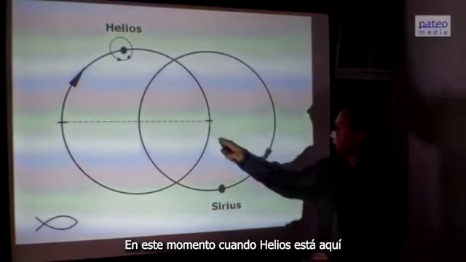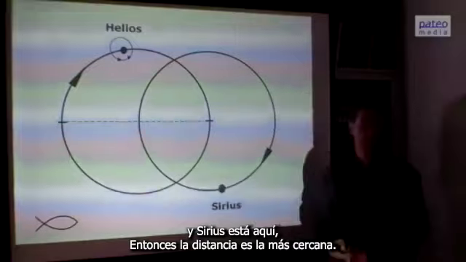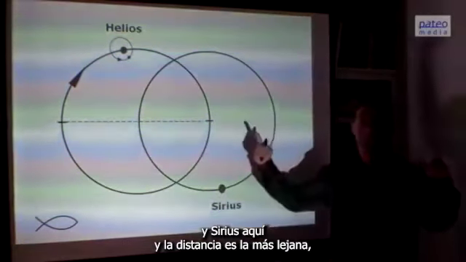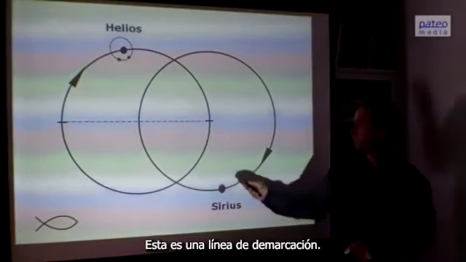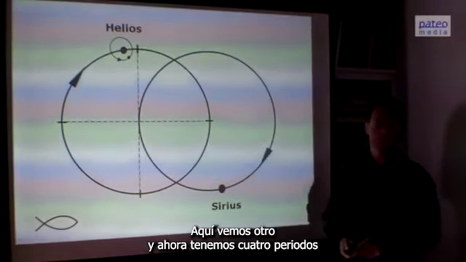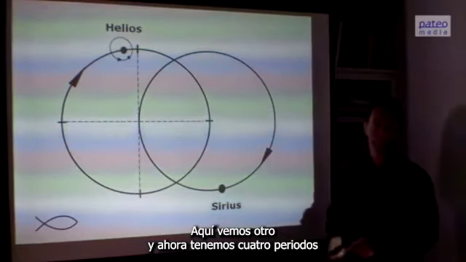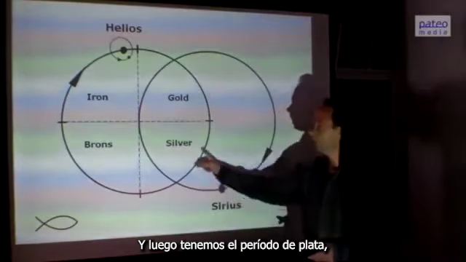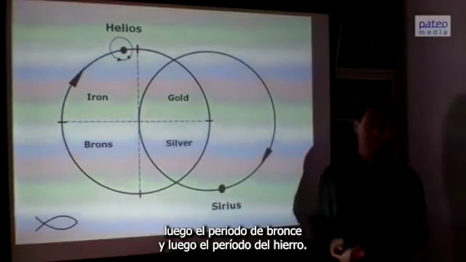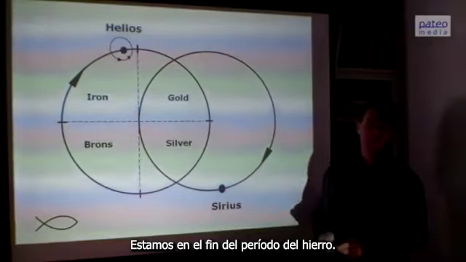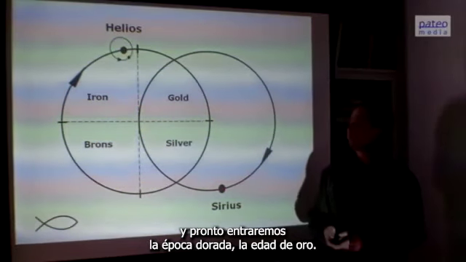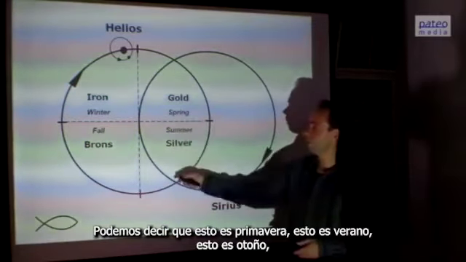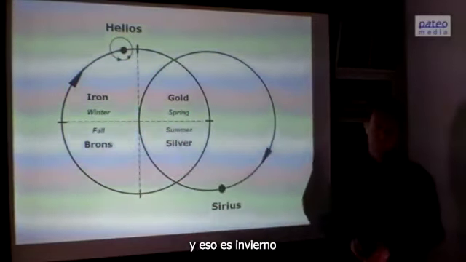At this moment, when Helios is here and Sirius is here, then the distance is closest. At the other time, when Helios is here, then Sirius is here, and the distance is furthest away. This is a demarcation line. Here we see another one. And we have now 4 periods. This period is called the Golden Age. The Golden period. Then we have the Silver period, then the Bronze period, and then the Iron period. We are now at the end of the Iron period. And we are soon to enter the Golden period, the Golden Age. You can say this is spring, this is summer, this is fall, and that is winter.